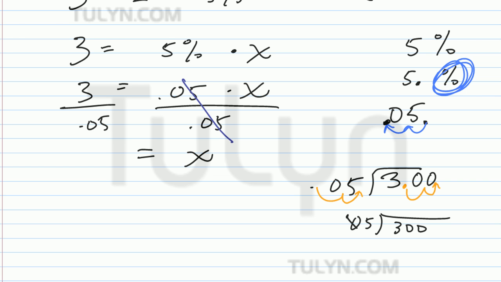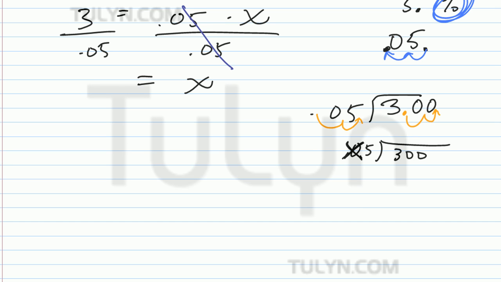Whenever you have zeros in front of your non-zero numbers, just go ahead and rewrite it without the zeros in front of your non-zero number. 5 goes into 300. Let's see how many times. 5 doesn't go into 3, but 5 does go into 30 6 times. 6 times 5 is 30. 30 minus 30 is 0.